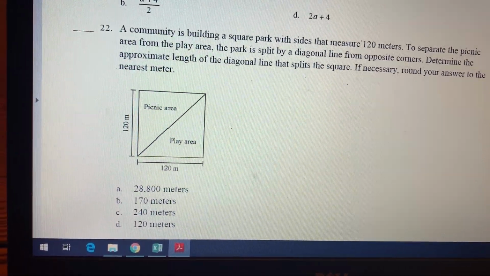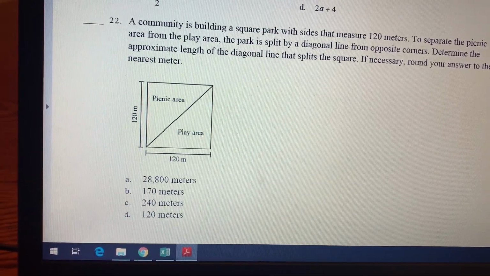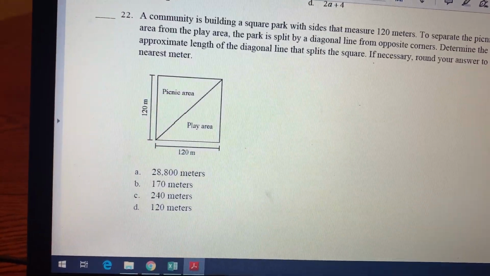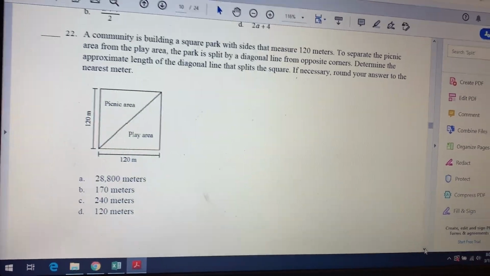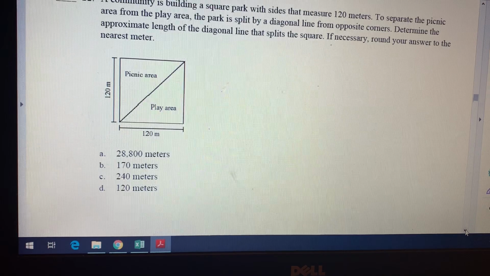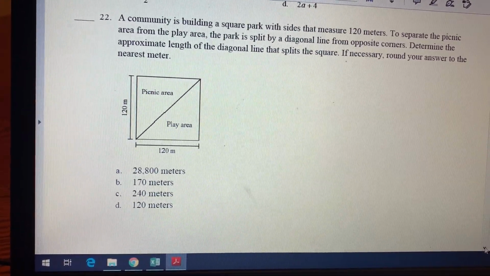Community is building a square park with sides that measure 120 meters. To separate the picnic area from the play area, the park is split by a diagonal line from opposite corners. Determine the approximate length of the diagonal line that splits the square. If necessary, round your answer to the nearest meter. So, you got a square park, 2 triangles, okay?